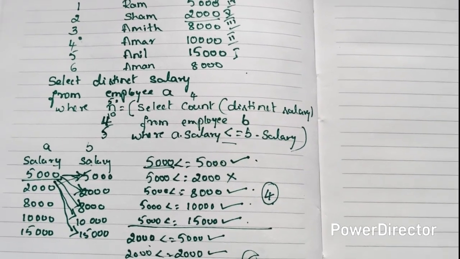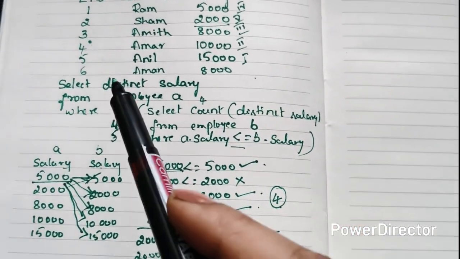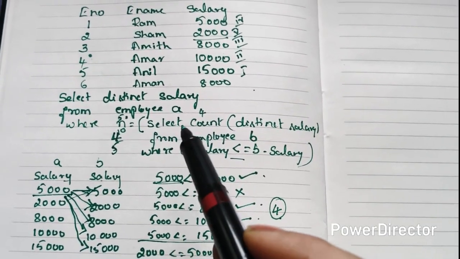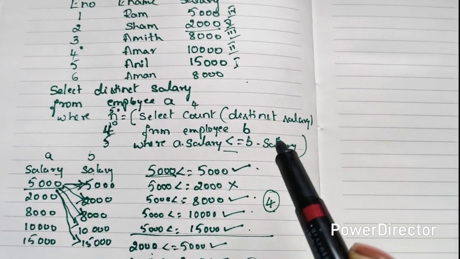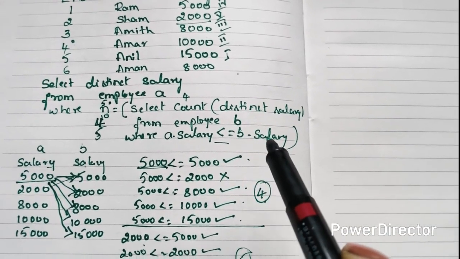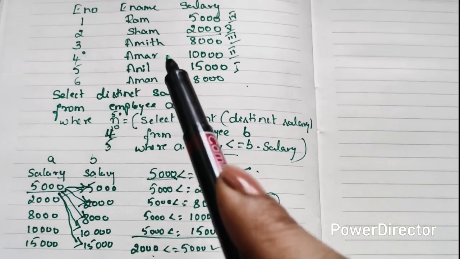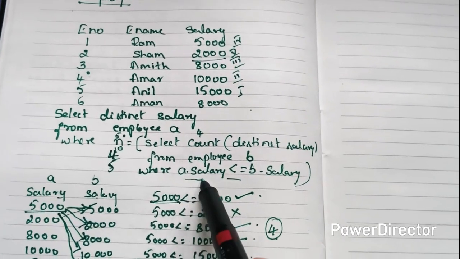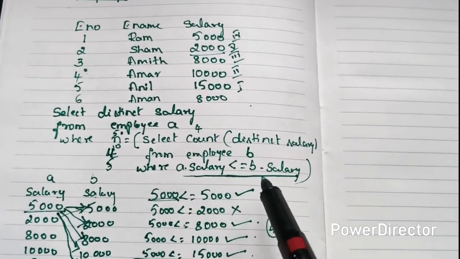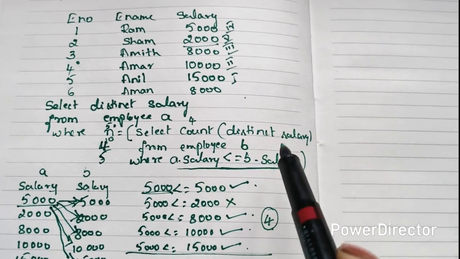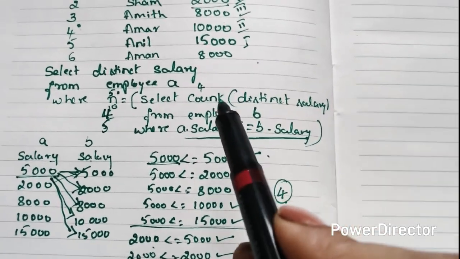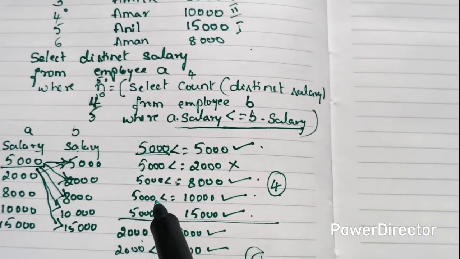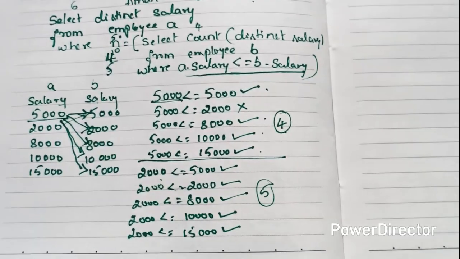I hope you understood the concept, how this query works. So: select distinct salary from employee table A, where n is equal to select count of distinct salary from employee B, where A dot salary is less than or equal to B dot salary. Why did we take the same table twice? Because to check the condition A dot salary is less than or equal to B dot salary, we take the count of that particular salary. If that count is equal to the outer query value, then that particular salary will be displayed. That will be the output.